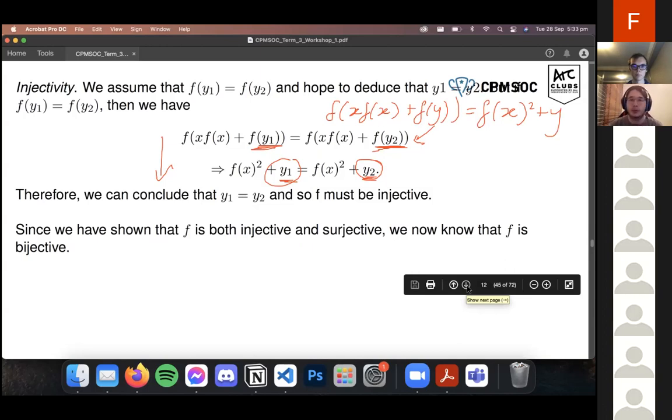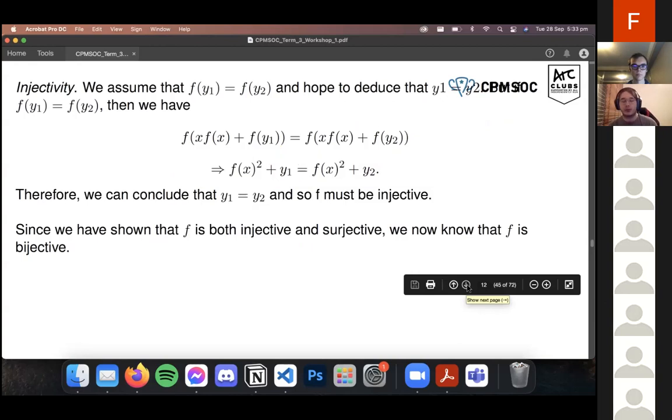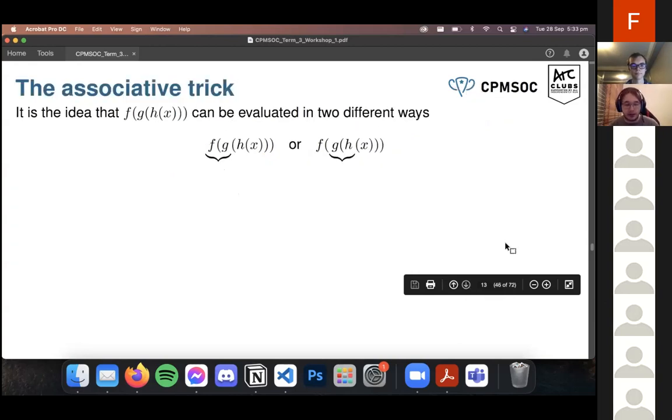Yep, cool. All right, so the next thing is about the associative trick. When we're dealing with functional equations, you'll end up with situations where you have one function within another function, right? And what we know is that function evaluation is associative. So you can either evaluate f of g first and then sub in h of x, or you can evaluate g of h first and then put that all into f.